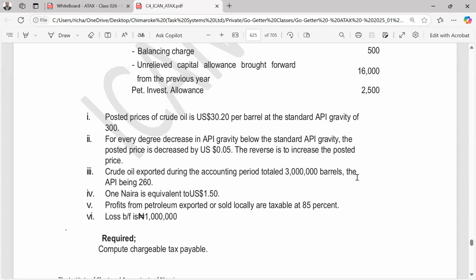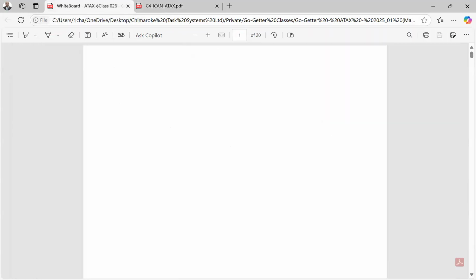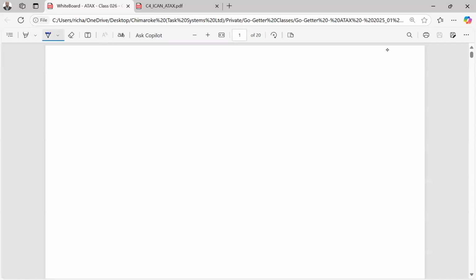Tonight, we will be taking the calculation part of the topic oil and gas taxation. Oil and gas taxation forms an important part of your ICAN examination. So we're taking the calculation part.